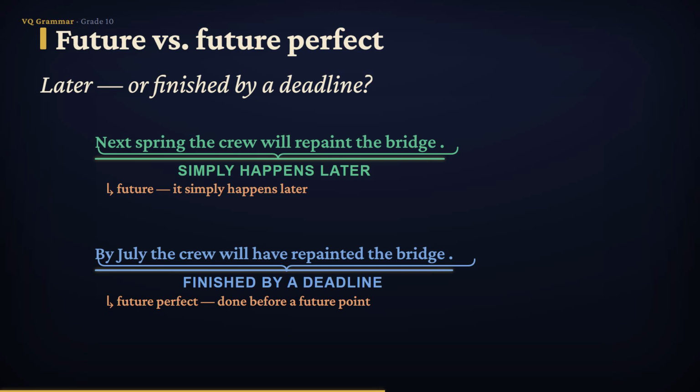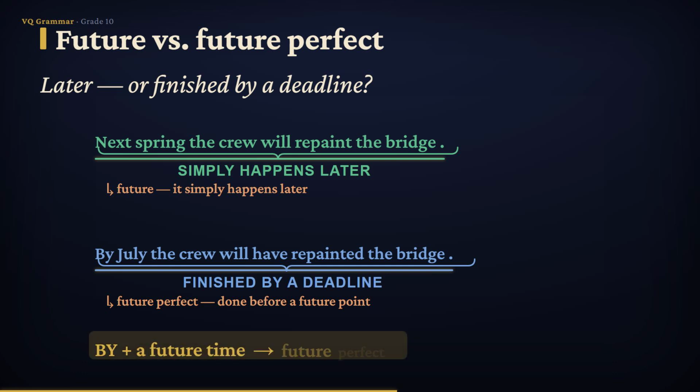Will have repainted is the future perfect, and it needs two things: a future moment to aim at, and a task that finishes before that moment. Listen for the little word by, followed by a future time. By July, by graduation, by the year's end. That is the signature of the future perfect.